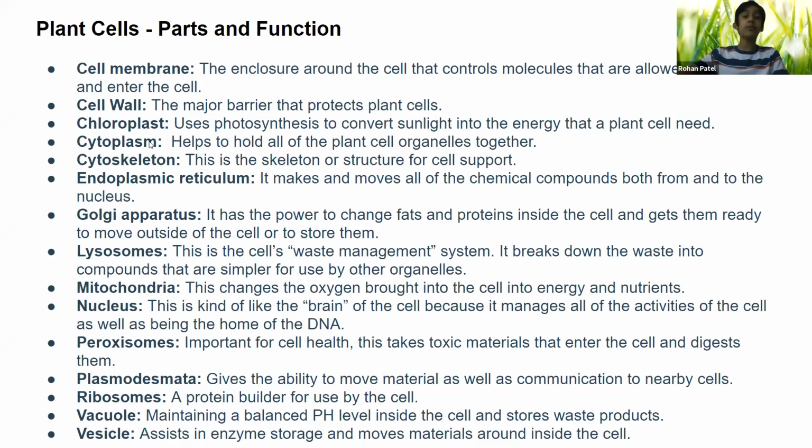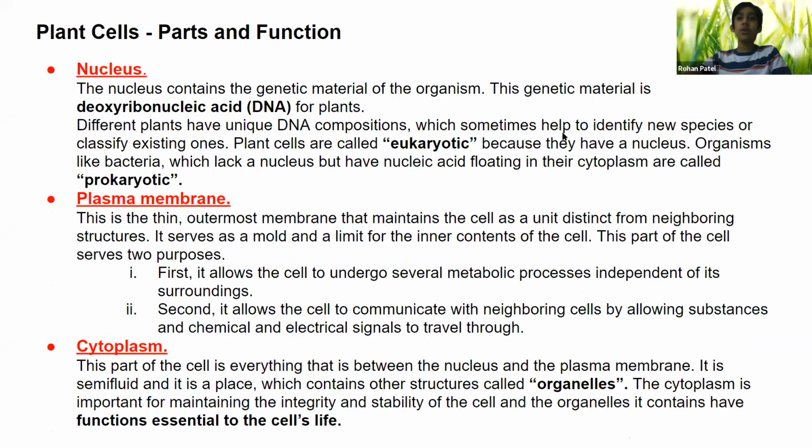Of course, in animal cells, it will be different because there won't be the cell wall, and there won't be chloroplasts, etc. So I'm just gonna go over the most important parts. We don't need to go over all of it, but usually we'll talk about our main part, which is that the nucleus contains the genetic material for the organism, which is deoxyribonucleic acid, which is DNA. So plant cells are eukaryotic because they have a nucleus, and they're prokaryotic if they don't.